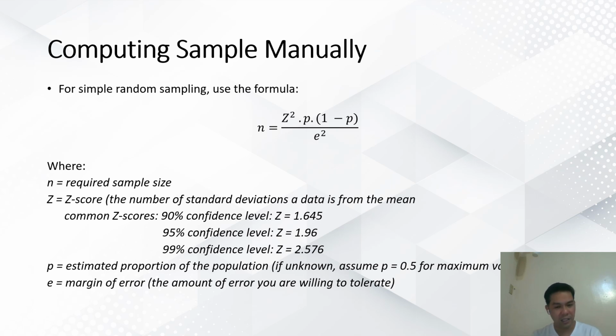For a confidence level of 90%, z equals 1.645. For 95%, z equals 1.96. For a 99% confidence level, you are going to use z equals 2.576. P is the estimated proportion of the population, but usually if it is unknown, you can assume it at 0.5 for maximum variability, and E is the margin of error, the amount of error that you are willing to tolerate, for example, 0.05.